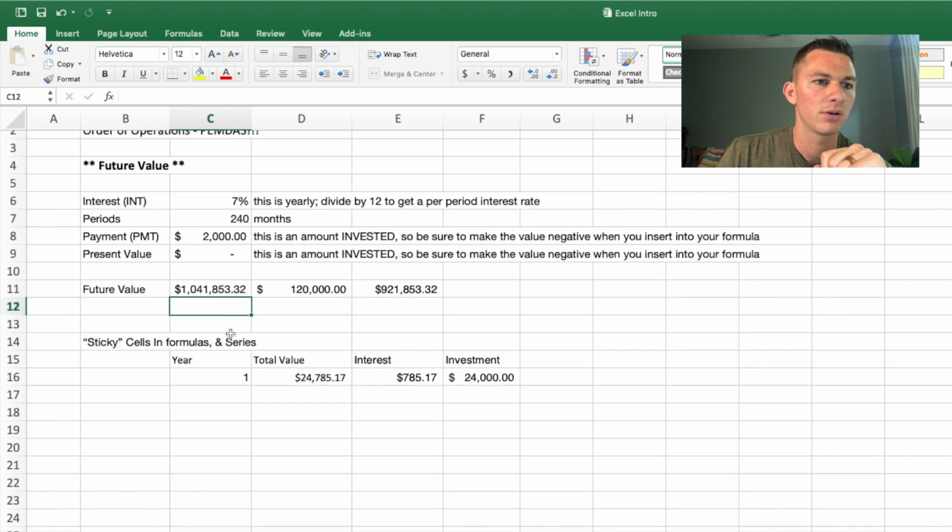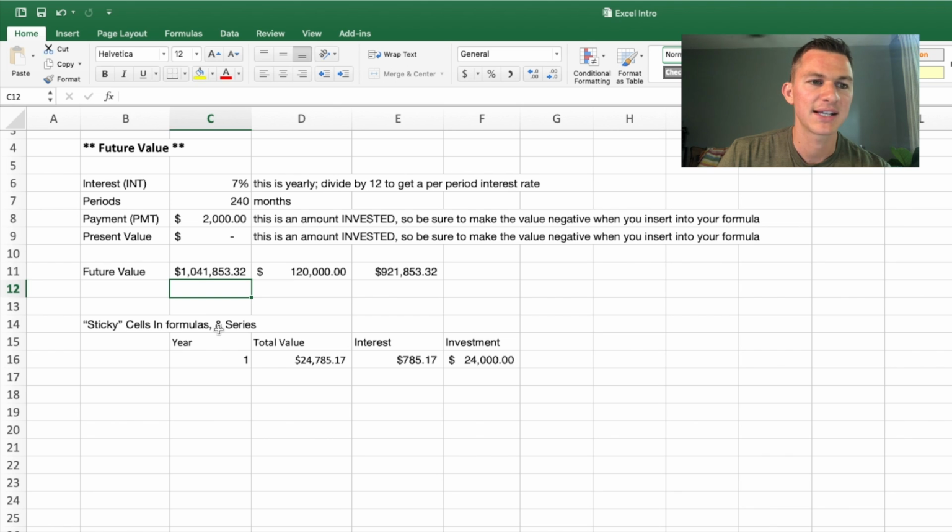All right, so next we have sticky cells. Another important thing I want to show you, as well as series, and these will help you create tables. These are very powerful tools to just have in your tool belt. So let's start with that. So to start with our table, we have year. Say you want to know the total value each year, and it goes up each year. How much interest you have earned total each year, and then how much investment you have in that account each year.